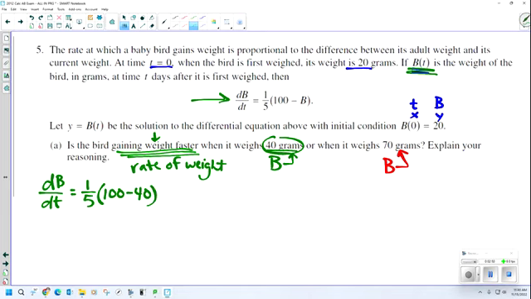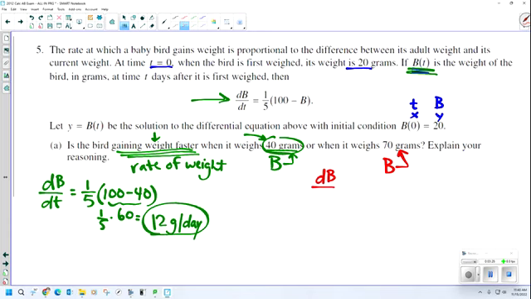All right, and let's evaluate this. So this is going to give me 60. 1/5 of 60 is 12, and that's in grams, the weight, per day. So at the moment the bird is 40 grams, its weight is changing at a rate of 12 grams a day. We need to do the same thing with 70 now.